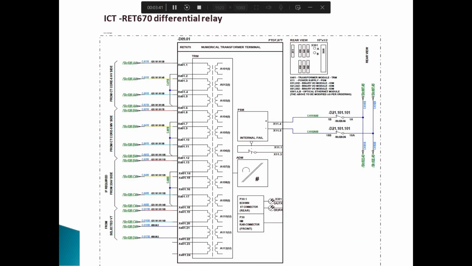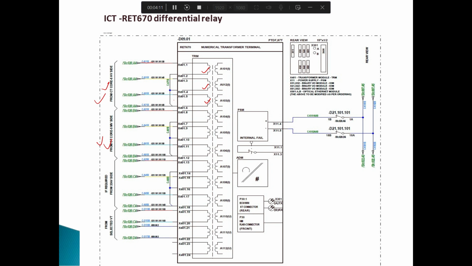Now, if you see, this is the TRM module of the RET670 relay. There are current channels like this A, B, C, or R phase, Y phase, B phase of suppose the HV side. So if you see here, this is the current entering the R phase. The second side of this R phase is connected to Y, this is connected to B, and it will form the neutral, and this is your neutral wire. Similarly, this is Y phase and B phase. This is for the HV side, and similarly for the LV side also.